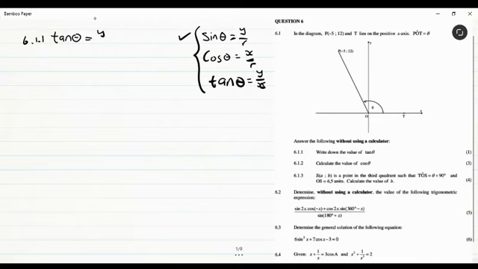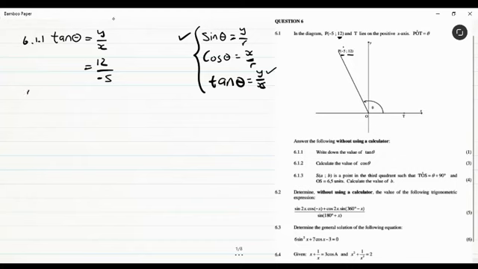So we know that tan theta is y over x. We simply need to substitute in the place of y with 12, in the place of x with -5. So in the place of y, we have 12 because at point P, y is equal to 12, and in the place of x, we have -5 because at point P, x is equal to -5.